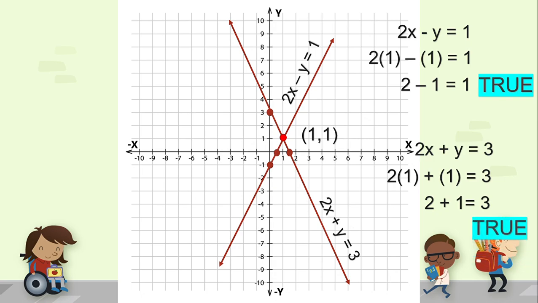Notice also that the two lines have different slopes. One is positive and the other is negative. Recall that slope is the measure of the steepness of a line. It is the ratio of the change in y to the corresponding change in x.